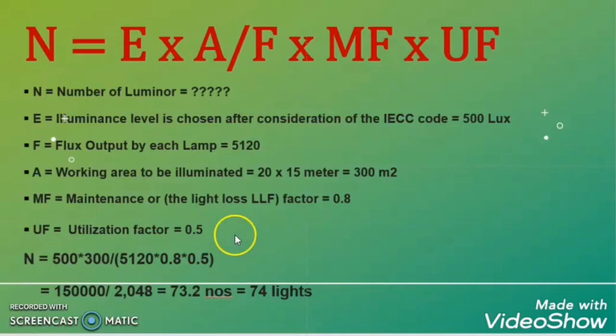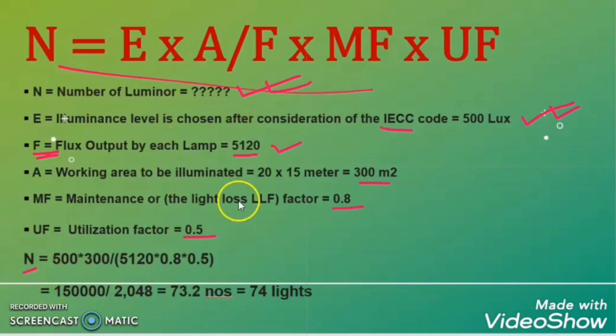Now we know everything we need to calculate the number of luminaires. We know the illuminance level as per the code, that is 500 lux. We got the F value, that is 5120, from the catalog of the light. A is 300 square meter. The maintenance factor we selected as 0.8 and the utilization factor as 0.5. We will substitute all the values in this formula, and after substituting we will get 74 lights required in our office.